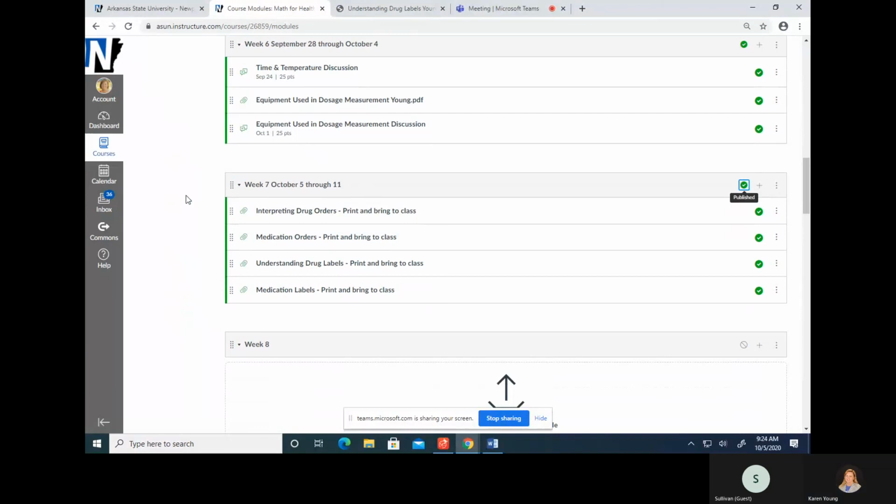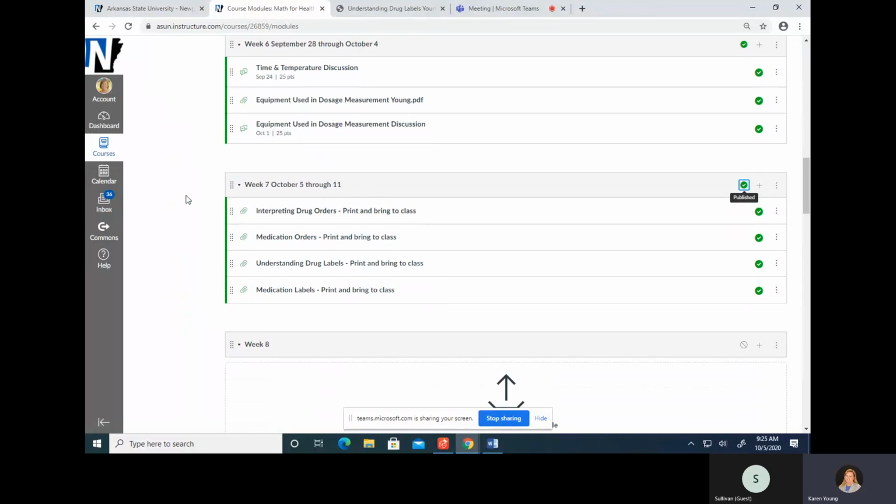But on this test, the only math you're going to have is for chapters 3, 4, and 5: the conversions, the household conversions, and the time and temperature. Then 6, 7, and 8. Chapter 6 was equipment that was used. You're just going to have to kind of match your syringes.